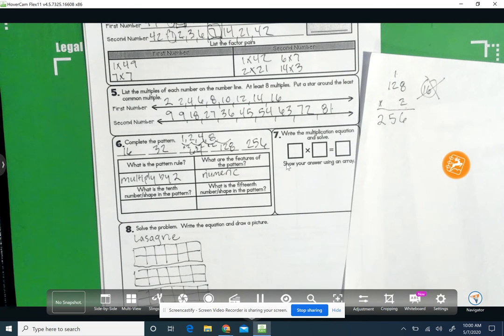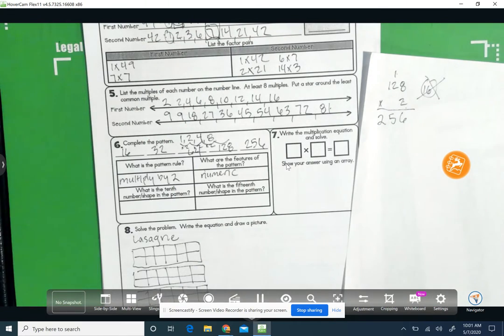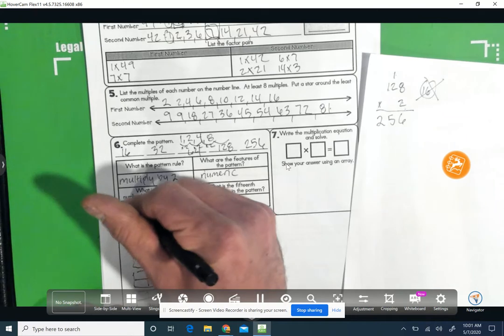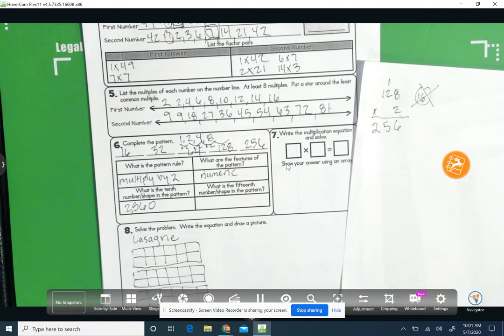So, what is the 10th number in this pattern? Now, we've got some options. We can multiply 256 times 2, and that answer times 2, and that answer times 2, and that answer times 2, and that answer times 2, or we can multiply 256, okay? Because it's the 5th number in our pattern that we found, we can take 256 times 2 and multiply by 10. So 256 times 10, we just add a 0, 2,560.